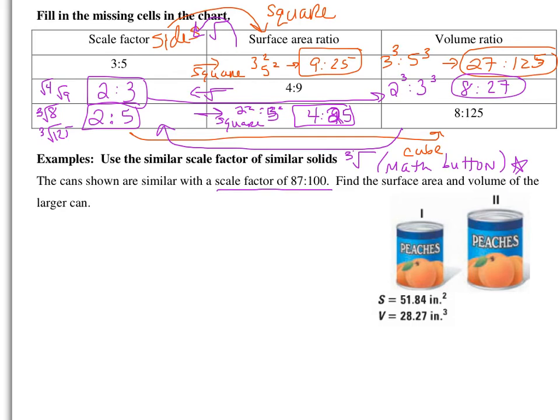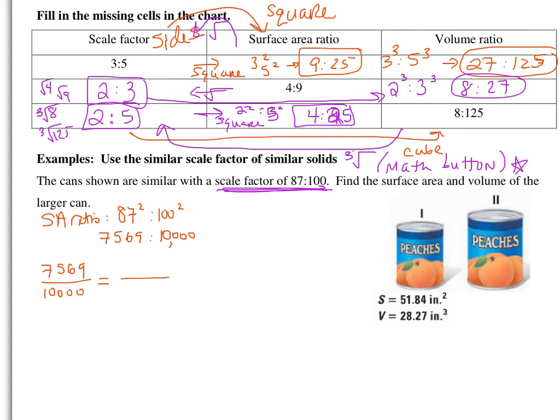Okay, so now we can use our scale factors that we've got to find surface area or volume numbers themselves. Okay, so notice this is a scale factor number, so that ends up over here on my chart. So when I want to find the surface area, I need to find the surface area ratio. So my surface area ratio, I need to take 87 squared and 100 squared, which gives me 7,569, and then 10,000, so 4 zeros.